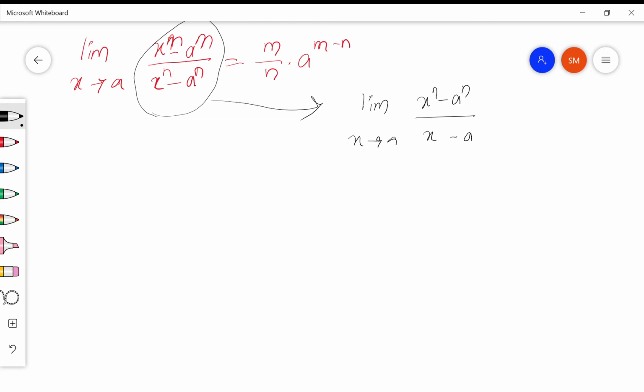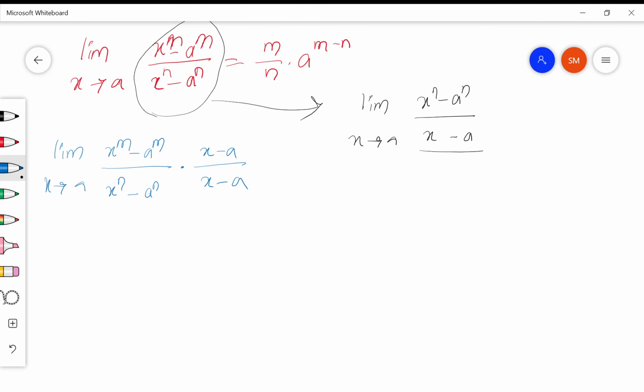That means in the denominator it has to be x minus a, but here you don't find an x minus a, instead you find x power n minus a power n. So we'll convert it. How? I will just multiply and divide with x minus a. So limit x tends to a, x to the power of m minus a to the power of m divided by x to the power of n minus a to the power of n into x minus a by x minus a. If this gets cancelled, the limit doesn't change, right?